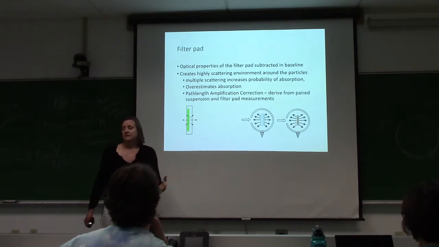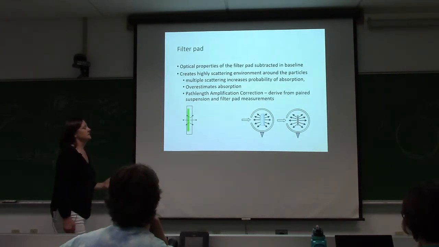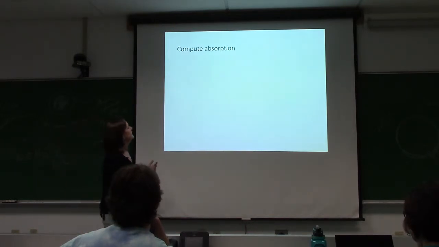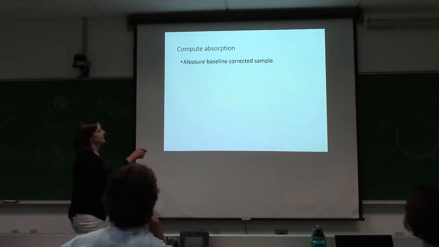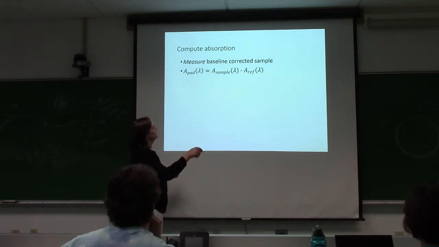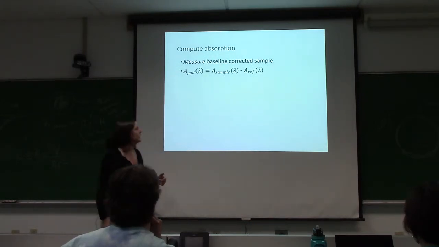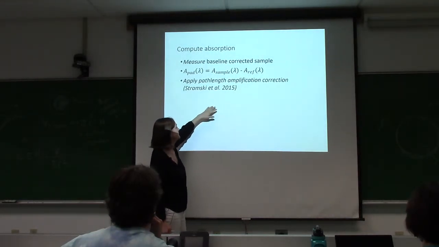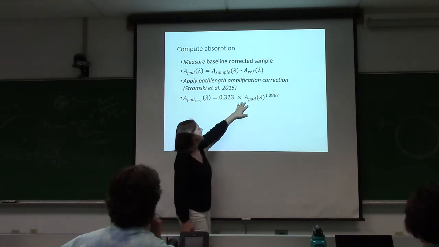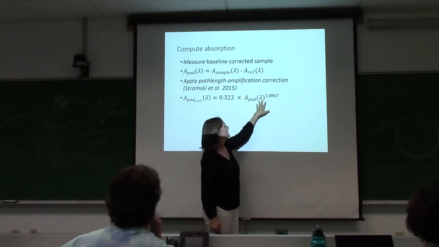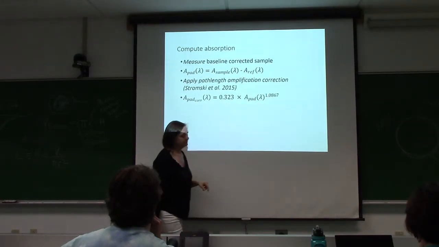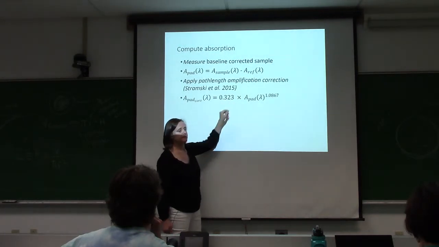But luckily, Dariusz Stramski did it for us, and he's really meticulous. I repeated his experiments. I got the same numbers, so I feel really confident in these numbers. And so when we do this, we're going to measure our baseline and measure our sample, and correct for that. We'll get this optical density of our filter pad. Then we're going to apply the path length amplification correction that Dariusz published in 2015, which says that the amplification is raised to some small power of your optical density times this correction. Okay, so we're reducing it by about 70%.